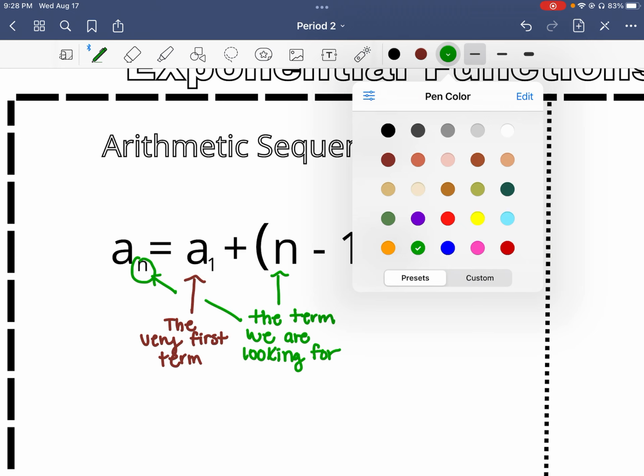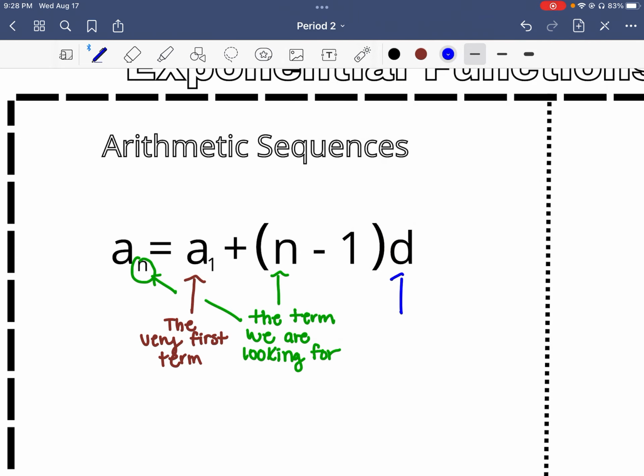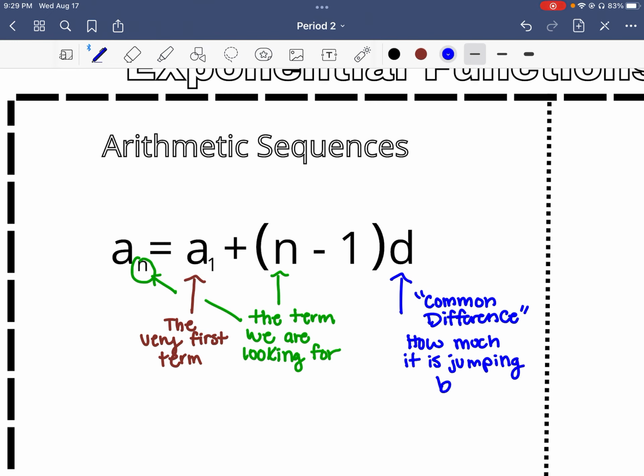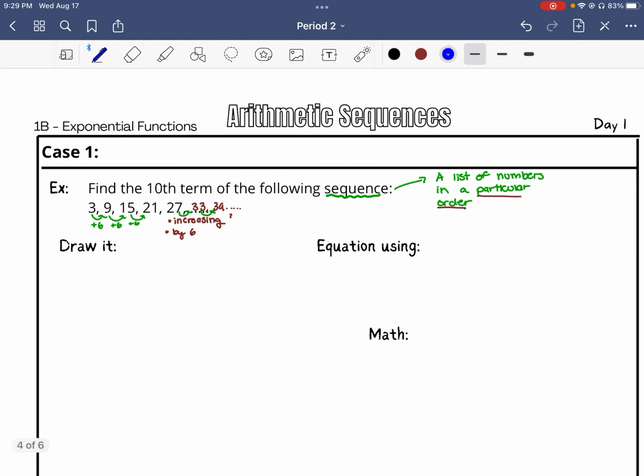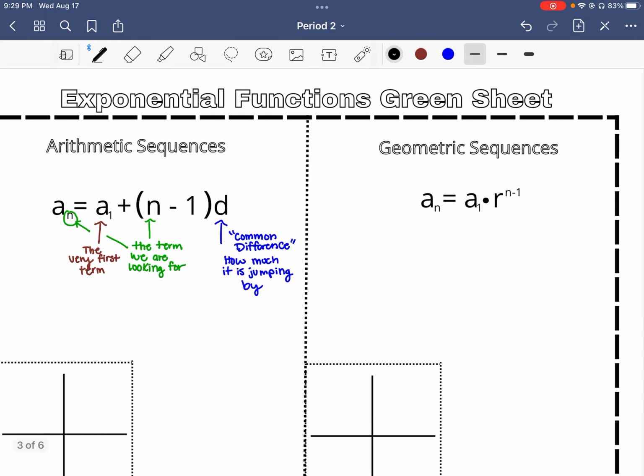Now the last variable that I see here is this D. This is called the common difference. So this is how much it is jumping by. So we're going to be lazy mathematicians and use this formula to find the 10th one in our list, okay? So we go back over here. What equation are we using? Well, the one we just wrote.